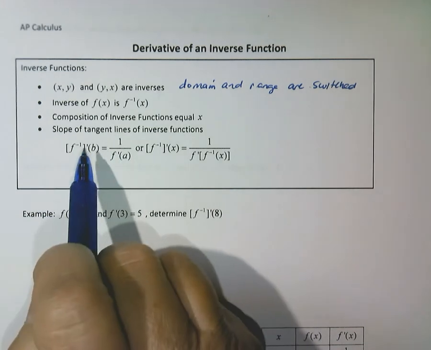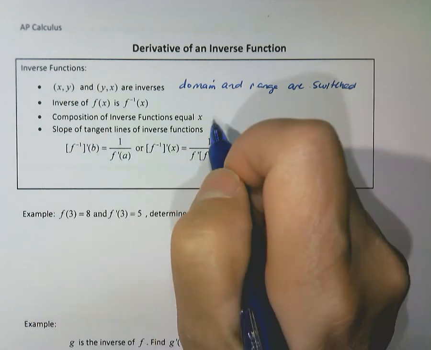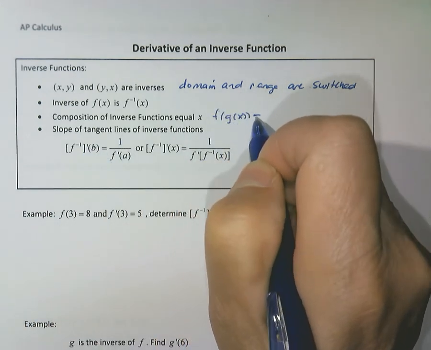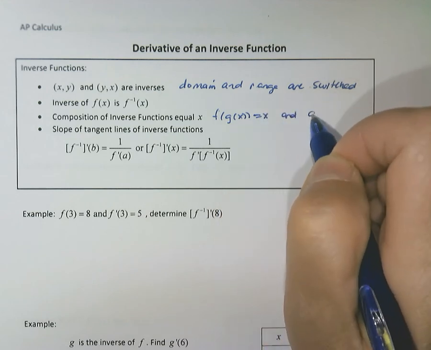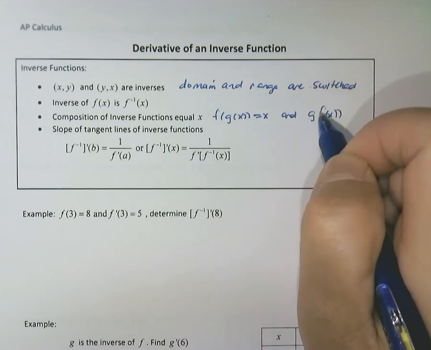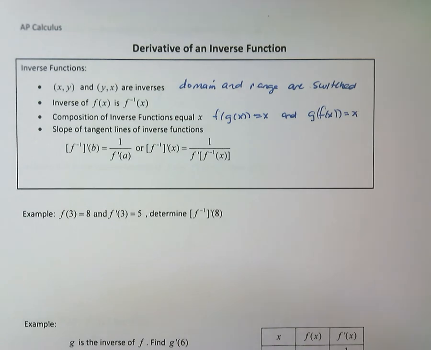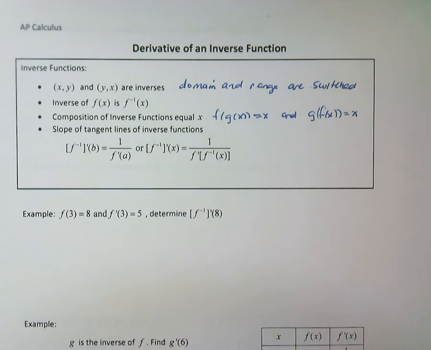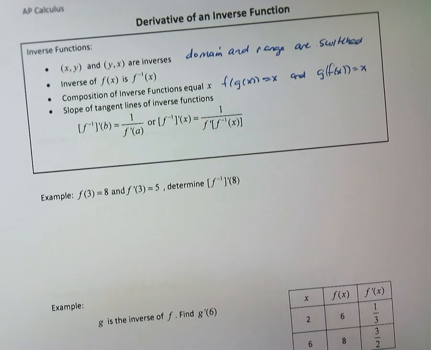The other thing important about derivative of inverse functions is that the composition f of g of x equals x and g of f of x equals x. And then a slope of tangent lines of inverse functions. This looks absolutely horrific to look at in math language. So let me go ahead and show you some examples.